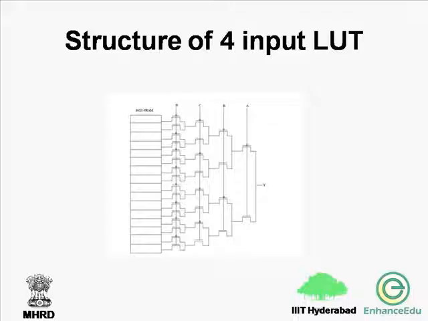So for example, depending upon your input combination, one and only one path through this mux tree is enabled from the SRAM cell to the output. Suppose you give 0 combination, then this PMOS transistor is enabled, this PMOS transistor is enabled, this PMOS transistor is enabled, this PMOS transistor is enabled. That's why the content of this location is now available to the output.